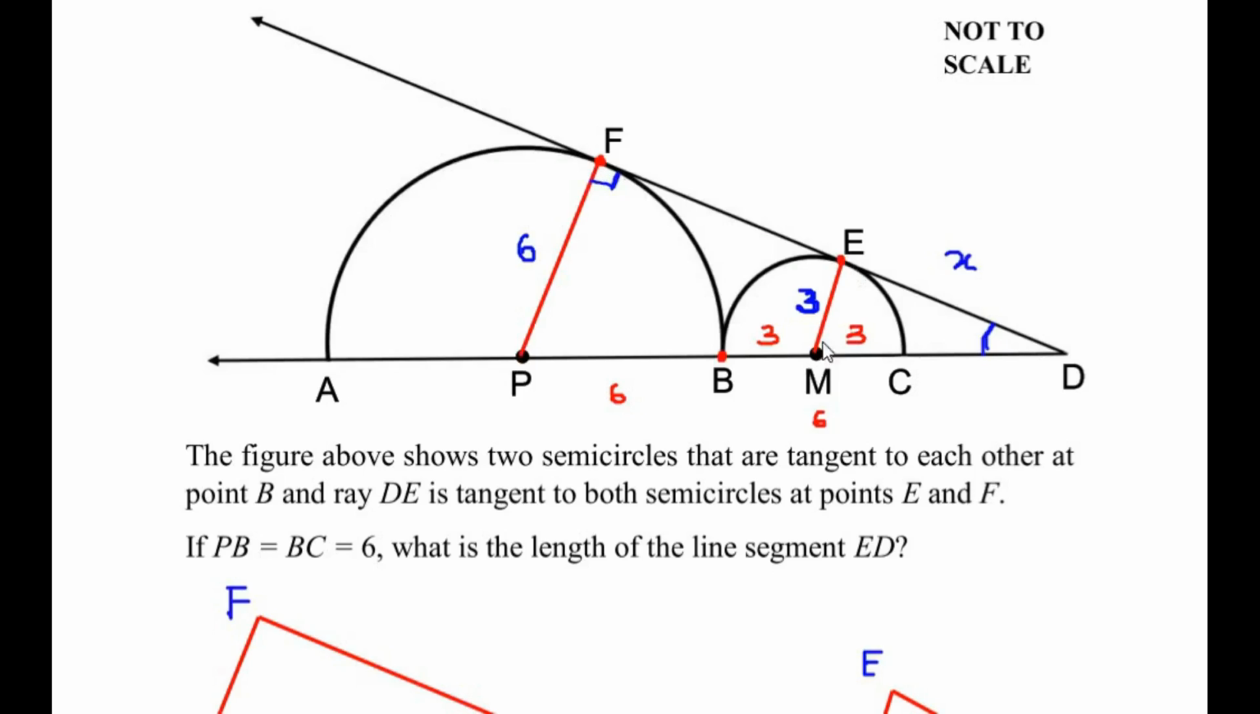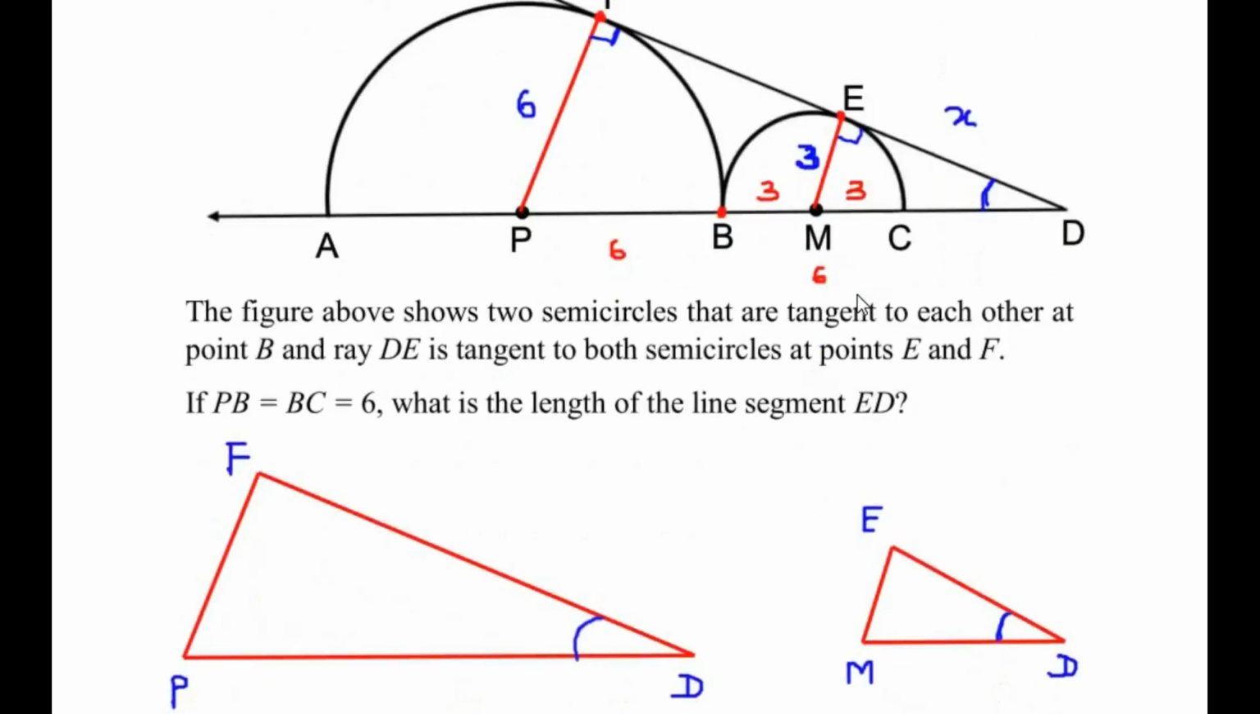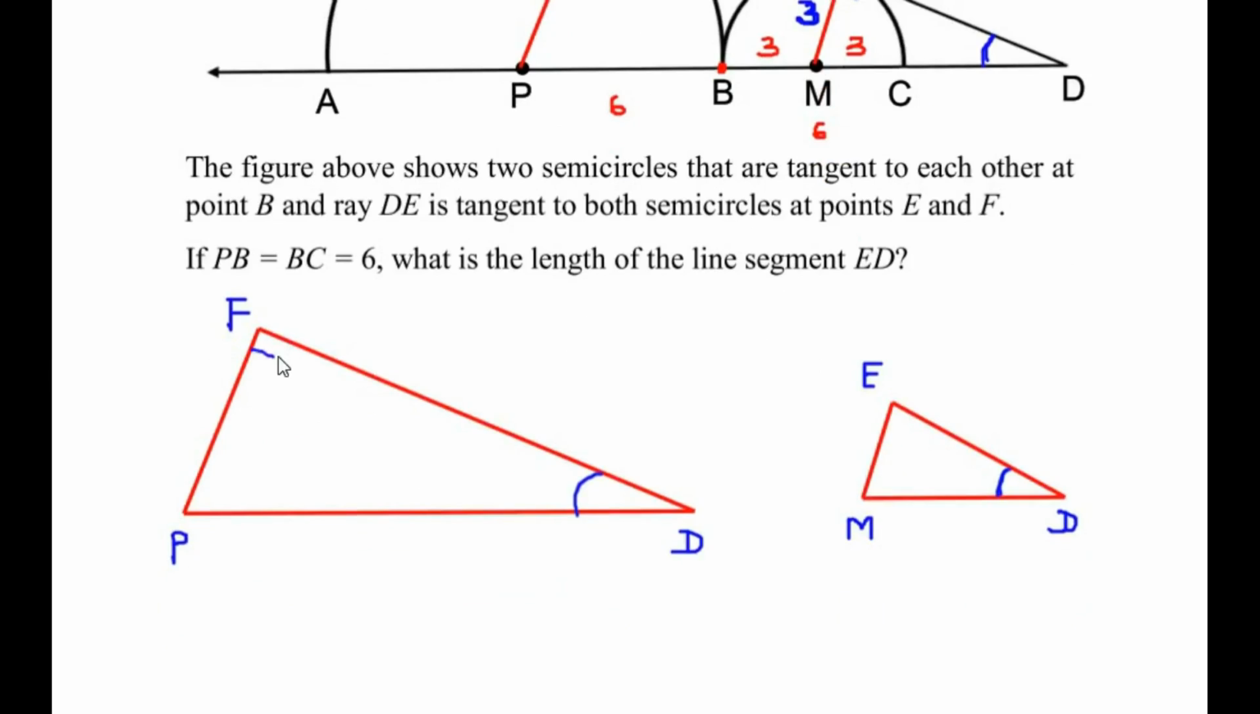Similarly, since ME is the radius, it also makes 90 degree with the tangent. So these two angles are also same. So let us mark over here. Angle F becomes equal to angle E. Since two angles are same, the third angle also becomes same by using angle sum property of a triangle. Since the angles are same, we can say that by using angle-angle similarity criteria, the two triangles are similar. So once the two triangles have become similar, then their corresponding sides become proportional.